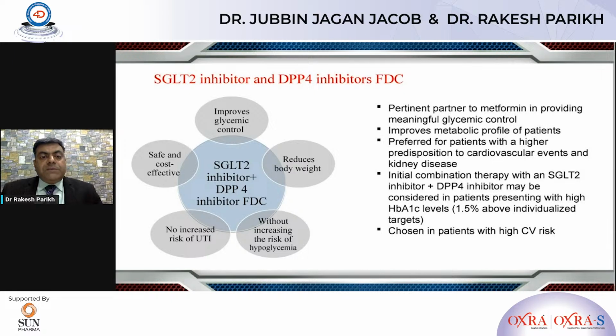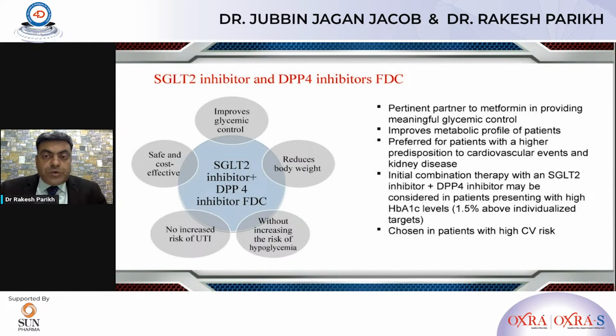So talking specifically about this combination, the SGLT2 inhibitor and DPP4 inhibitor are now available as a fixed dose combination in a single pill. Both of these drugs have a modest effect on glycemic control, and when you combine them, you get very good glycemic efficacy. SGLT2 inhibitors are known to reduce body weight, and DPP4 inhibitors are weight neutral. So when you are using this combination, you can expect some weight loss in the patient. There is virtually no risk of hypoglycemia in this combination.